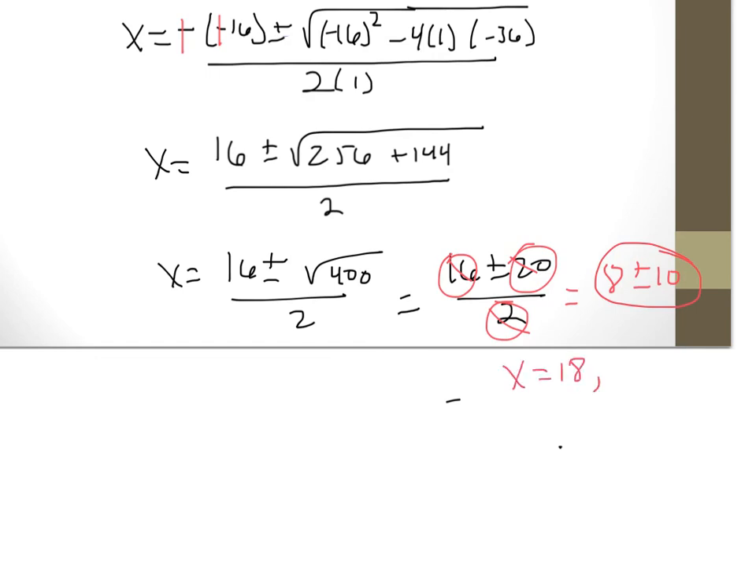x is going to be equal to 18, and 8 minus 10, x is equal to negative 2. And those are our 2 solutions solving using the quadratic formula.